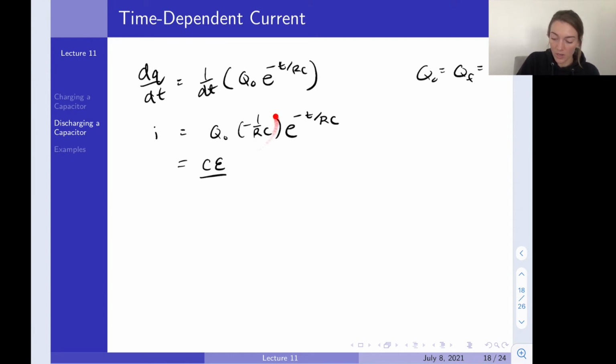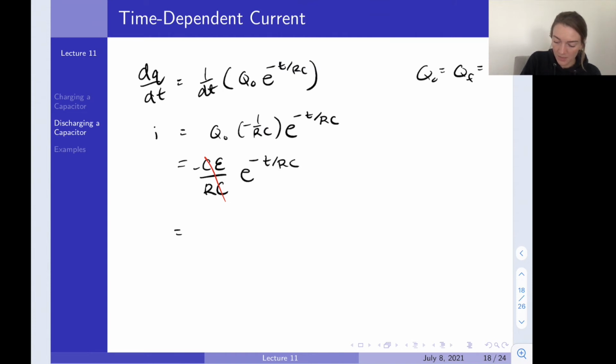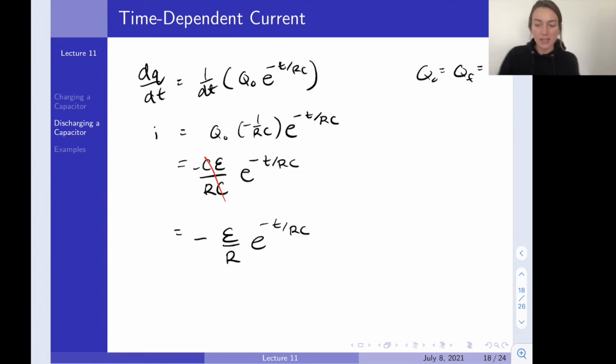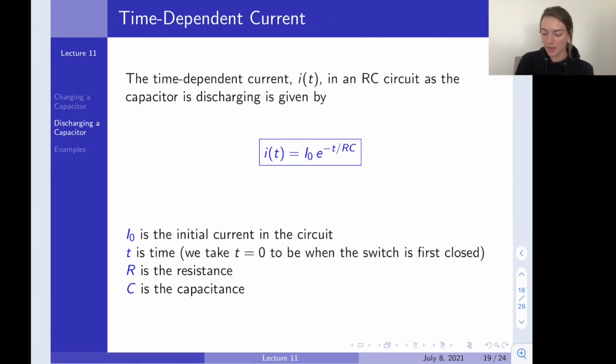And then we have a negative 1 over RC here. And so our c's cancel, and we're left with negative e over r, e to the negative t over rc. And now what is this negative E over R here? So we said before that E over R is our initial current, but we have a negative here. So all that negative means is that now our current is moving in the opposite direction as when the capacitor was charging. So we can just ignore the negative sign in our equation and just understand that the current is moving in the opposite direction. And then we can just write our equation for the time-dependent current like this.